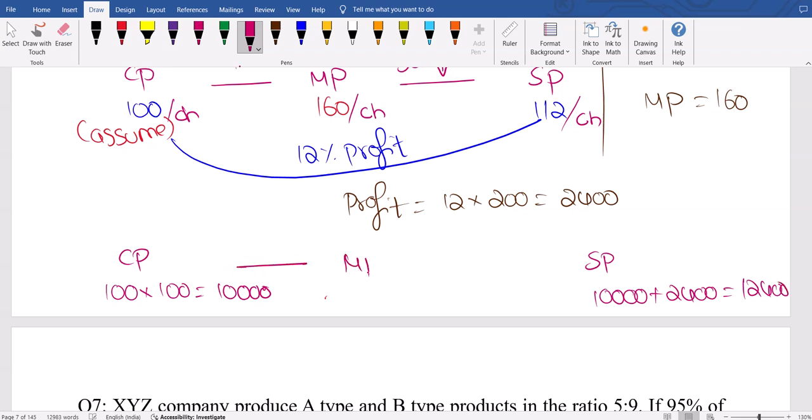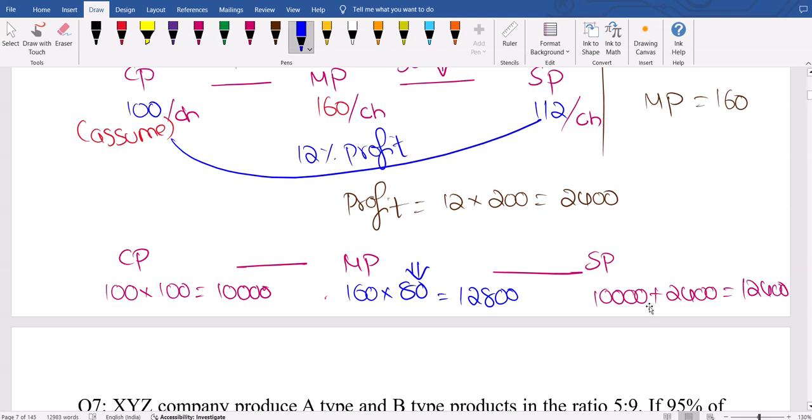But what is the marked price? Each one is 160, but you have only 80 chocolates. This is the important thing: only 80 chocolates are available. So it is 12,800.